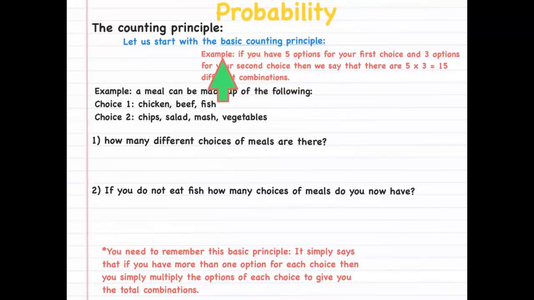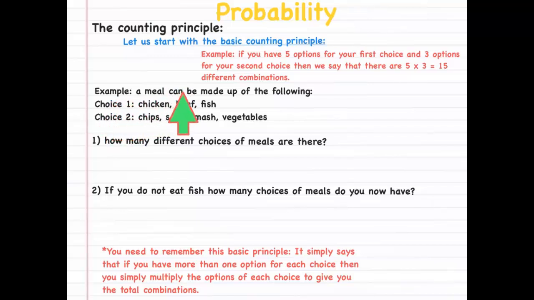Okay, so here we go. Here is an example of what the basic counting principle is. If you have 5 options for your first choice and 3 options for your second choice, then we say that there are 5 times 3, which is 15 different combinations. Now let's look at what this basic counting principle is with an example.